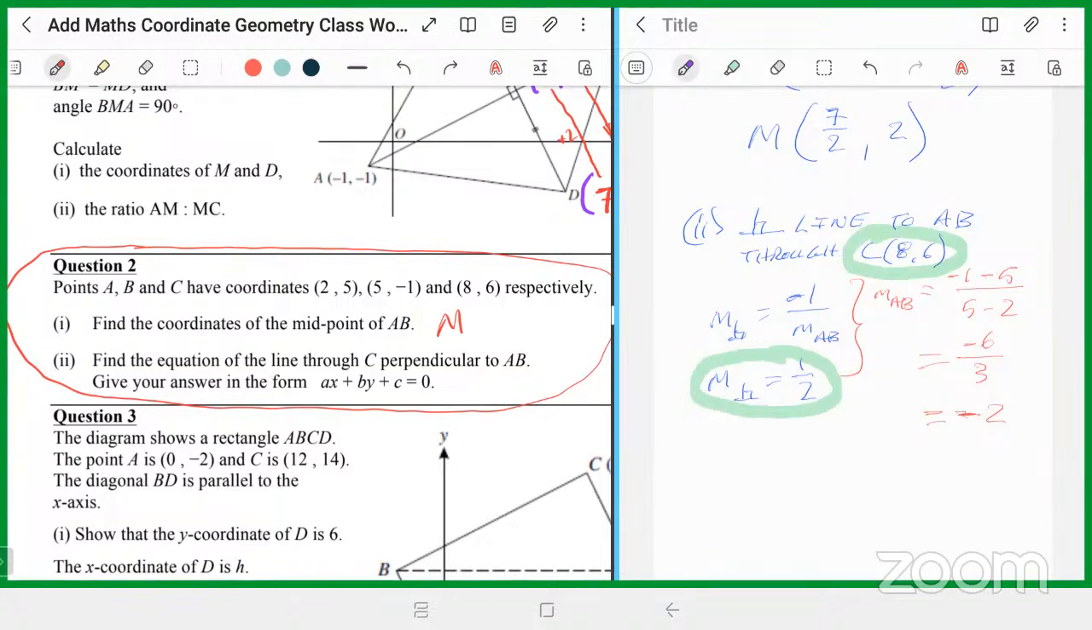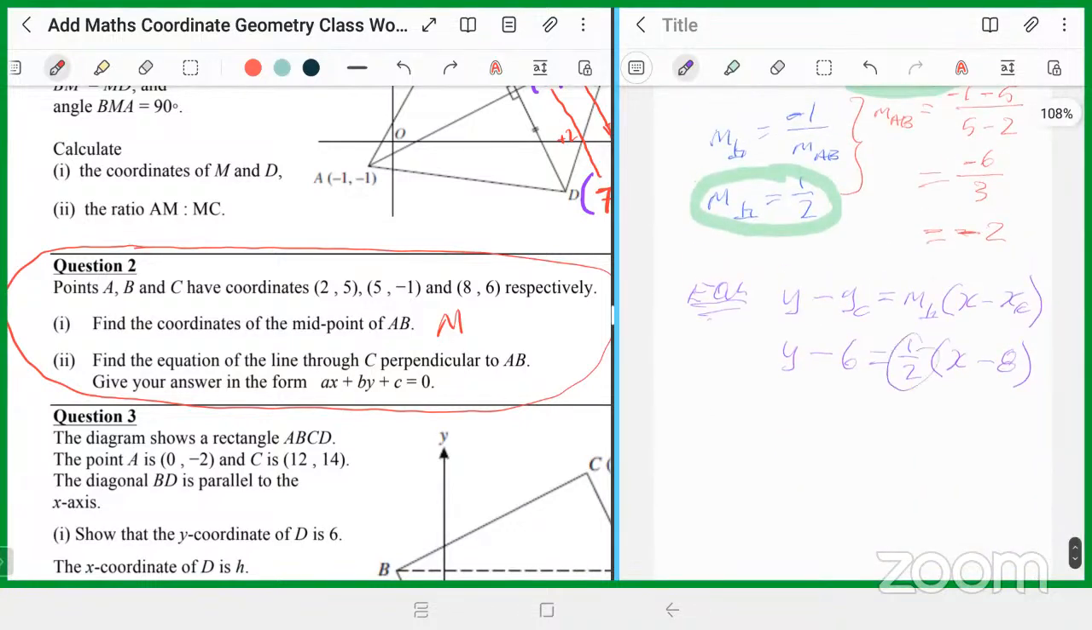All right, so the equation becomes, let me write it out: y minus yC equals the perpendicular gradient into x minus xC. So it's y minus the y value at C, which is 6, equals the perpendicular gradient we're using, not the original gradient of AB, the perpendicular one, which is the half, into x minus the x value at the point, which is 8. The x value at C is 8.